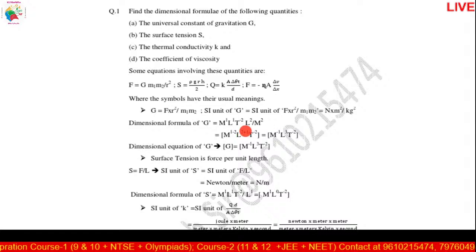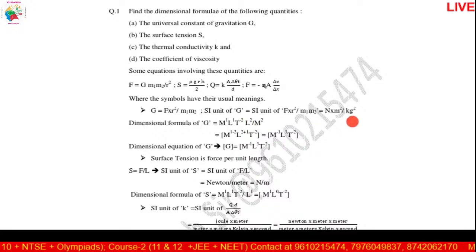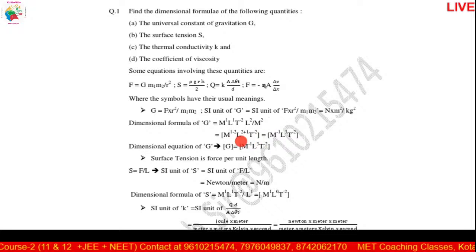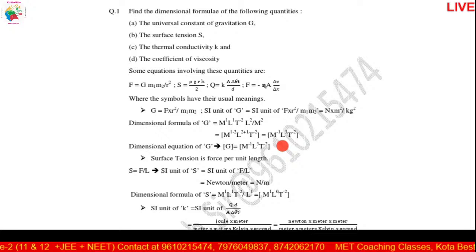Okay, now meter is the SI unit of length, so put L here, L raised to power 2, and for mass, for kilogram you put M. Okay, because kilogram is the SI unit of mass, so this is M raised to power 2. Solve these values, you will get M raised to power minus 1, L raised to power 3 and T raised to power minus 2. So this is the dimensional formula for G.